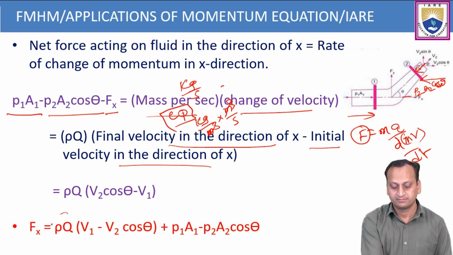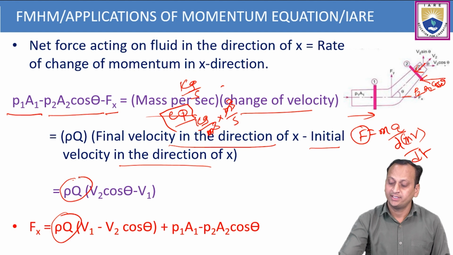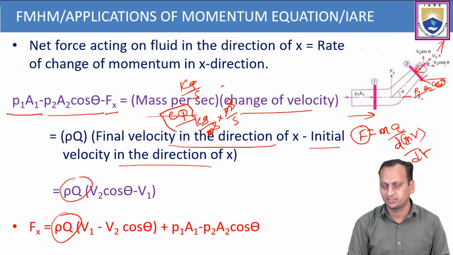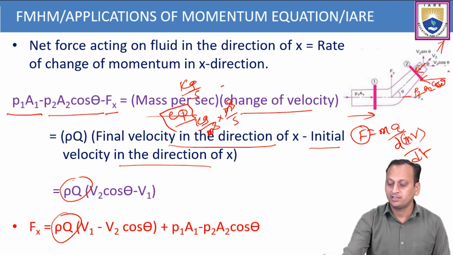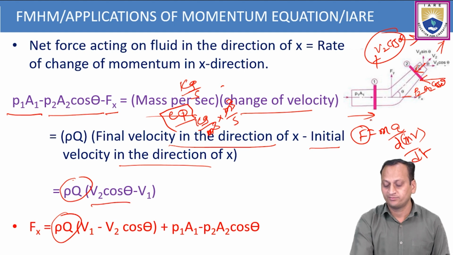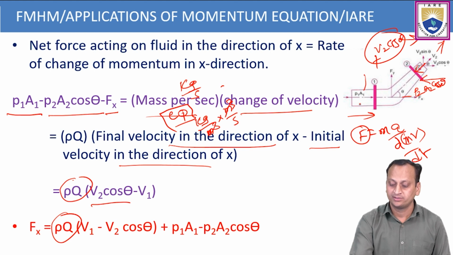Another one is the final velocity at section 2. Its direction follows the flow direction; V2 is in the forward direction. So the horizontal component is V2 cos theta, positive. At section 1, vertically there is no velocity, only horizontal velocity.